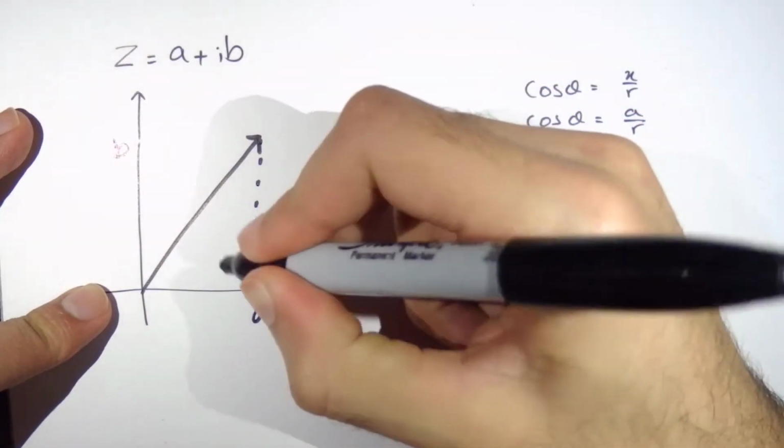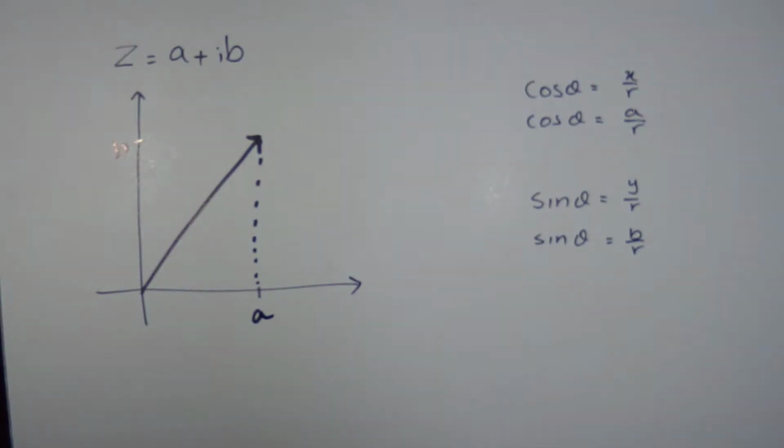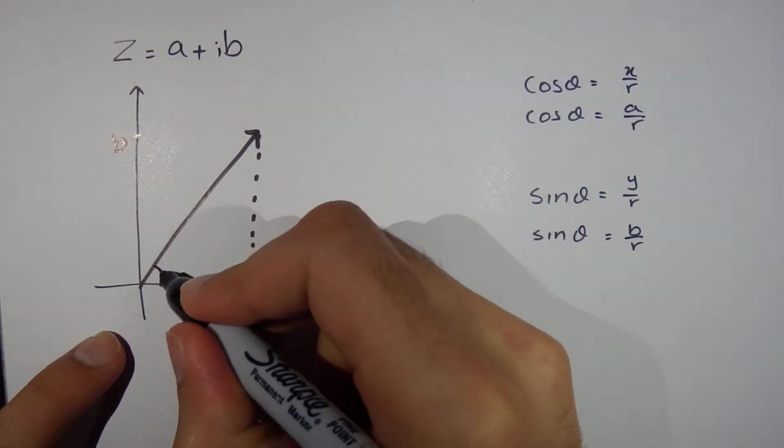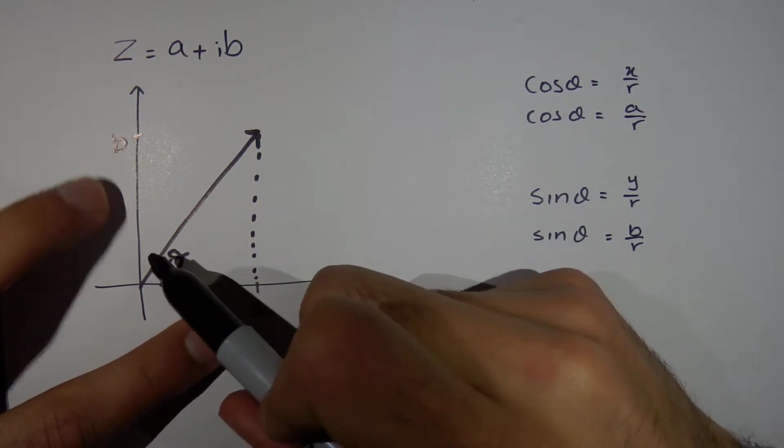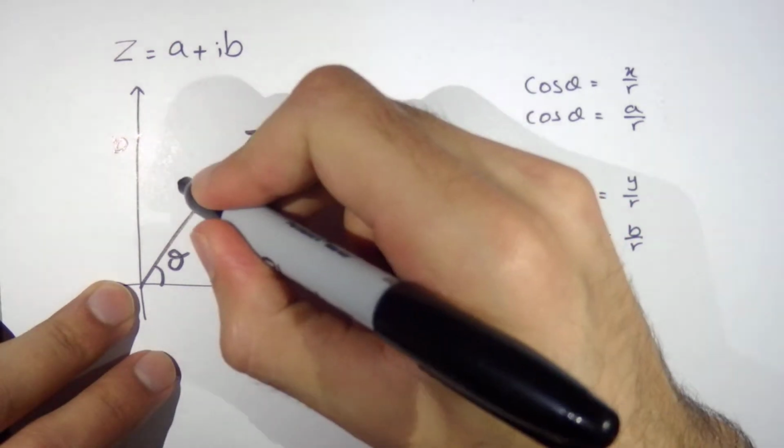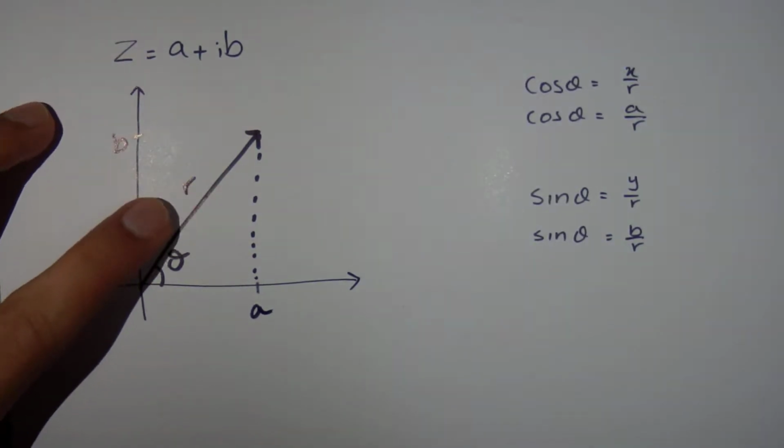That being the horizontal component, and that being vertical. And this angle right here is the angle between the two components. Our magnitude right here is denoted as r. Of course, it is also our modulus.